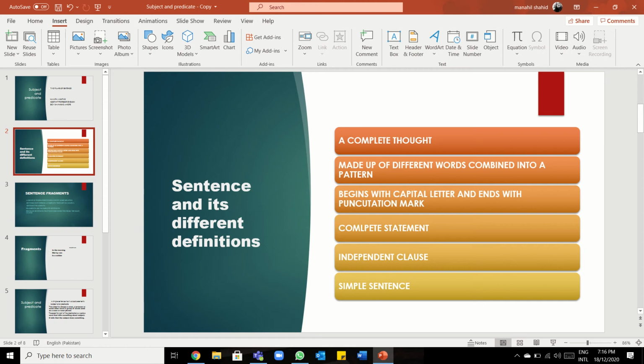Next definition of the sentence is, it has a complete statement. As it has a complete thought, it also has a complete statement. It is also called an independent clause, which is made of different phrases, which are made of different words, which are made of different elements. So an independent clause also has a complete thought, and we can call it a simple sentence also.